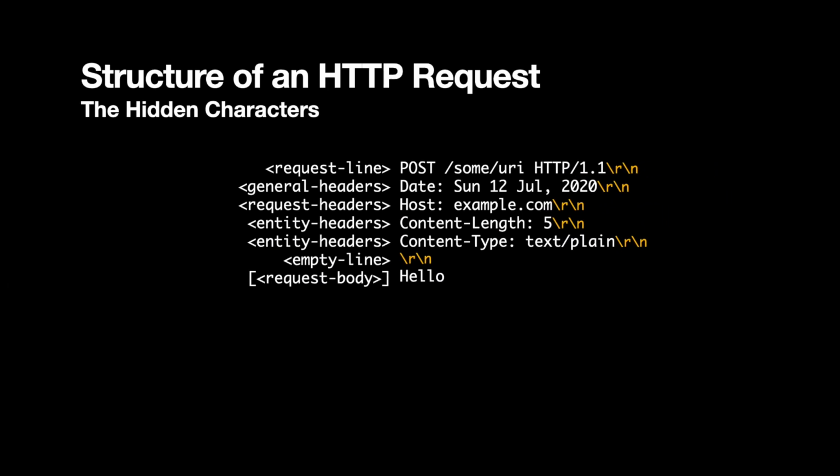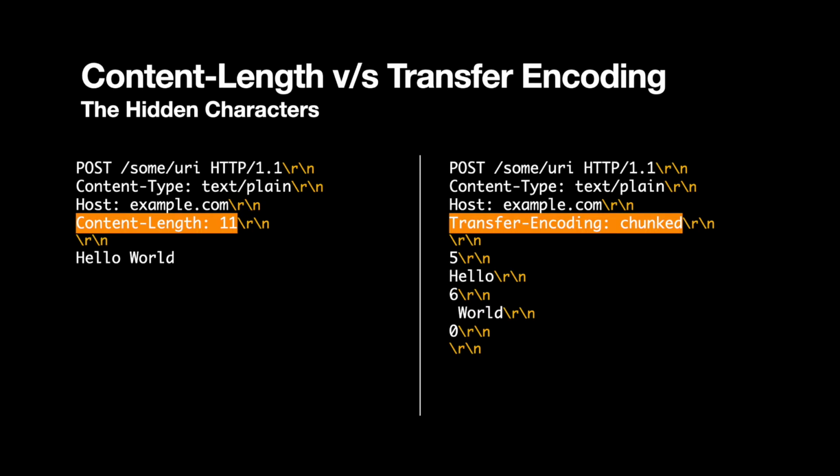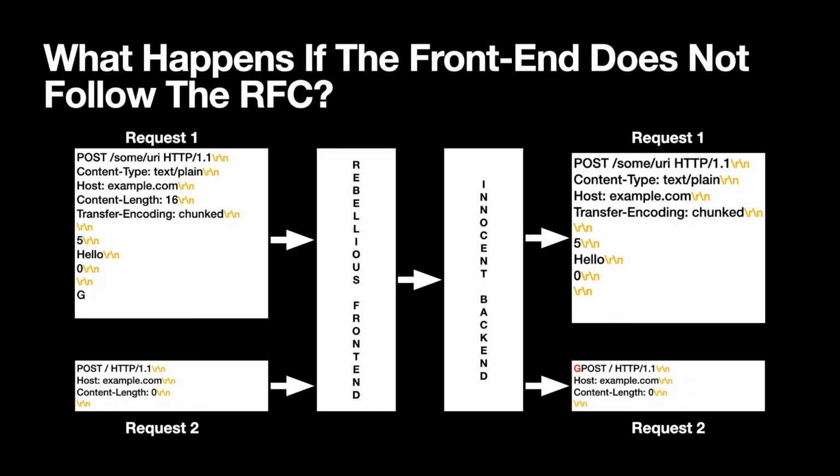In the first video, we looked at the basics of HTTP. We learned how servers interpret HTTP requests based on content length and transfer encoding headers. Finally, we saw what happens if a request contains both these headers and if the servers fail to process them as per the HTTP 1.1 RFC.